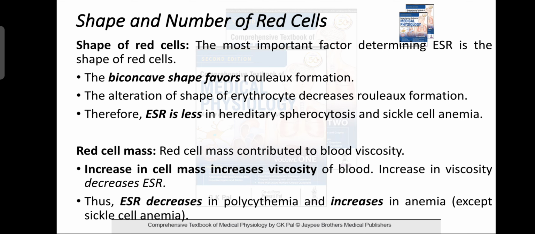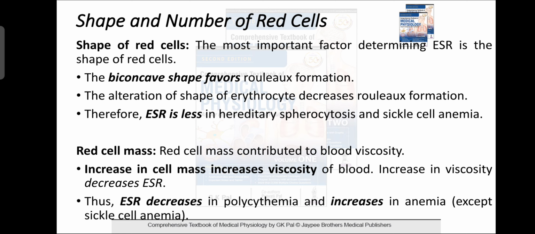Then RBC mass, the red cell mass, also contributes to blood viscosity. When the blood viscosity increases, that decreases the ESR. So polycythemia is a condition in which the RBC count and hemoglobin content increase. In that condition the blood viscosity also increases. So in this condition ESR is decreased.